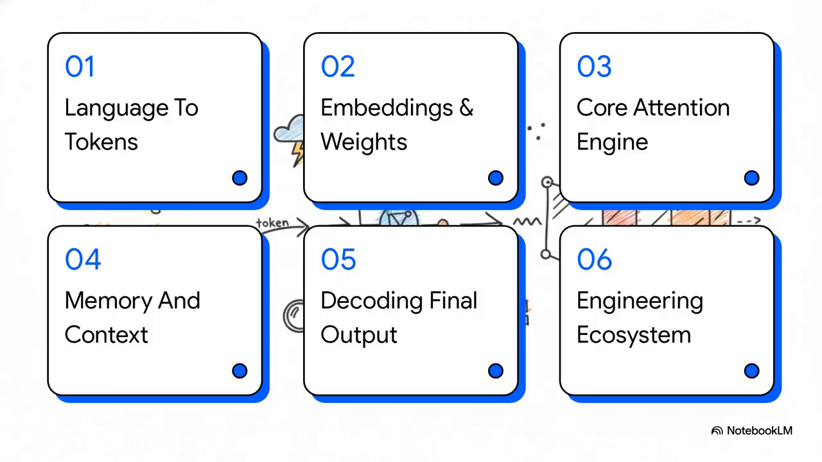Okay, let's dive into this and look at our roadmap. Our factory tour has 6 main checkpoints. We'll start with translating language to tokens, then move through embeddings, the attention engine, managing memory, decoding the output, and finally, the engineering ecosystem that makes it all happen.